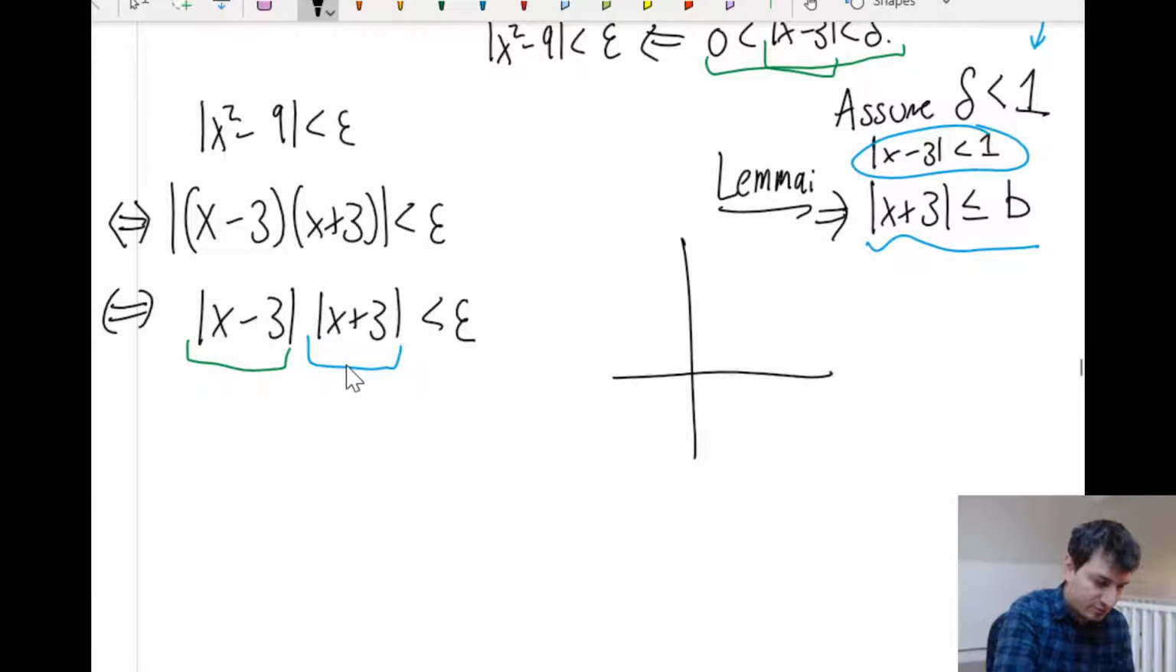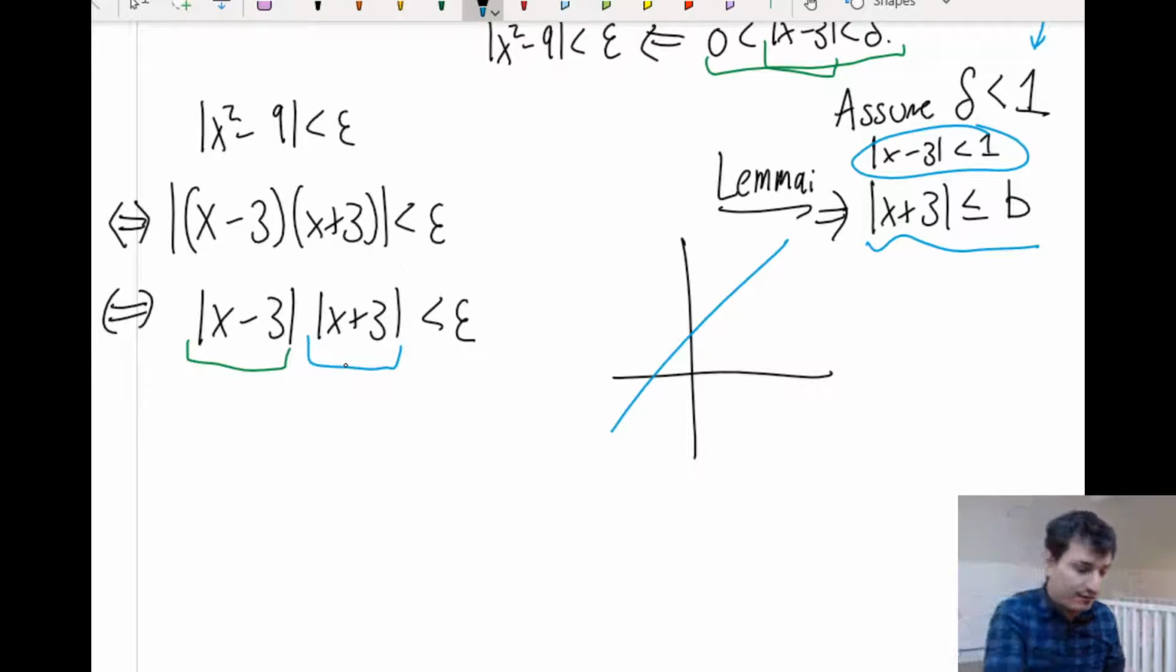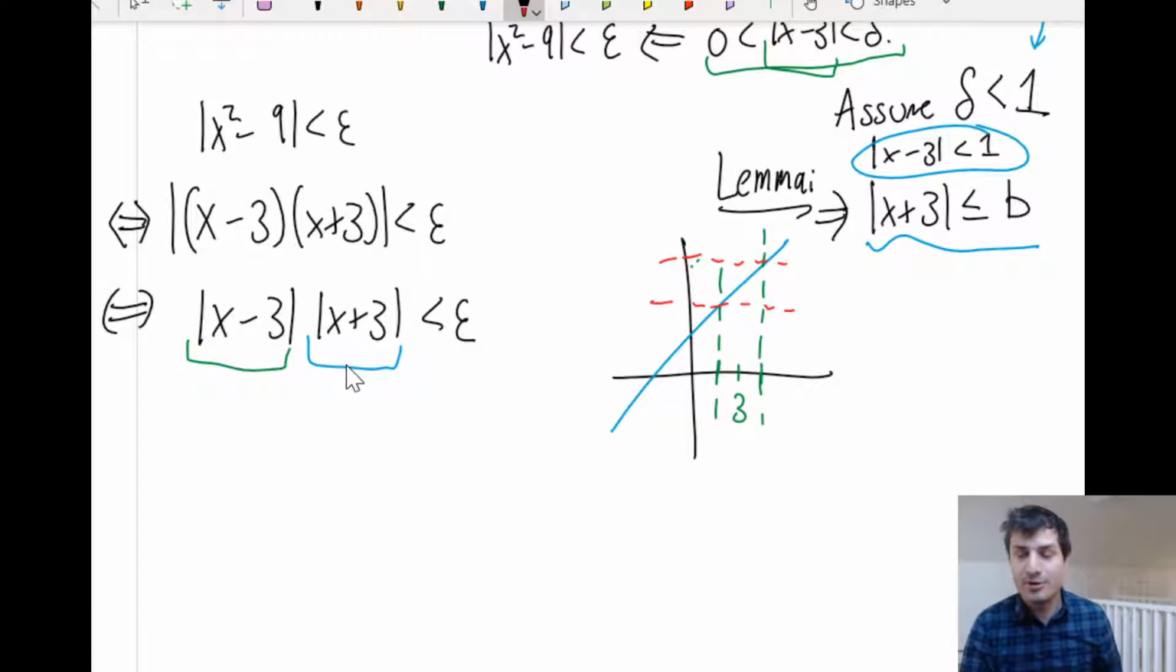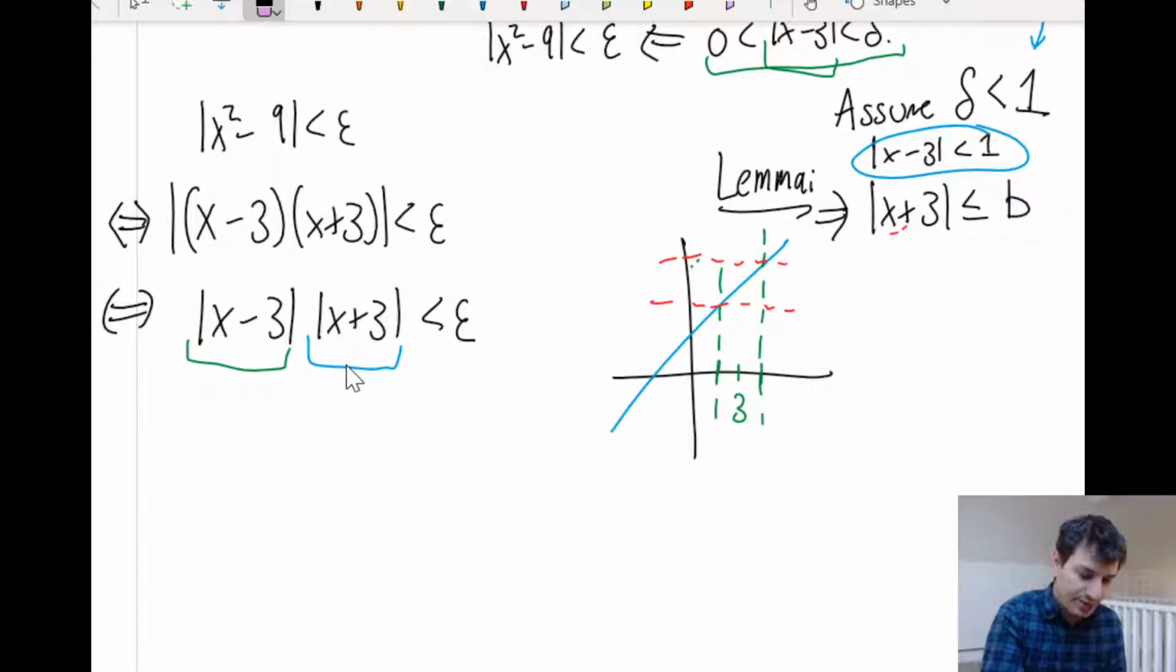You can see this from the graph again, so let me draw the graph one more time. The graph of x plus 3 looks something like this. And it's true, it goes on and on forever. But if you only look at x values that are close to 3, then the function is kind of well behaved. It's not blowing up or anything. So that's the picture proof of what we're doing. We're going to look at x values close to 3 and get an upper bound on what x plus 3 is.